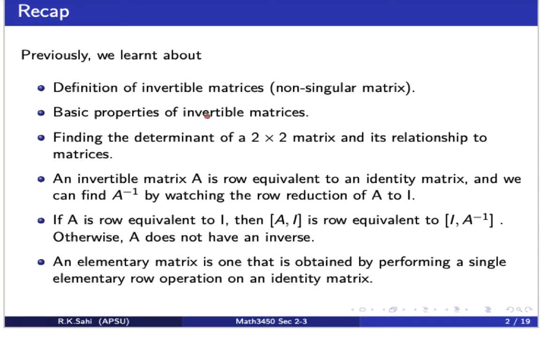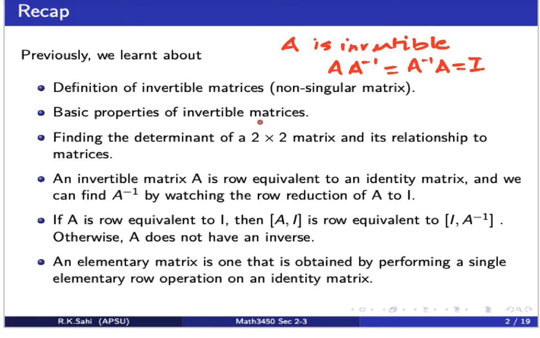Now, we have learned about what an invertible matrix is. Remember, an invertible matrix is also called a non-singular matrix. So if I say that A is invertible, what I'm saying is that A times A inverse is the same as A inverse times A, which equals the identity matrix. And very important to keep in mind is that we are going to be talking only of square matrices.